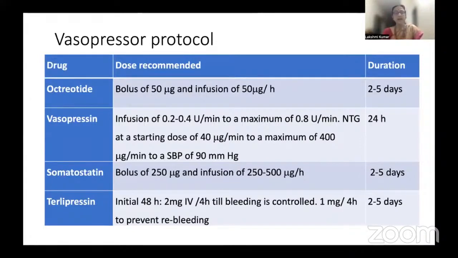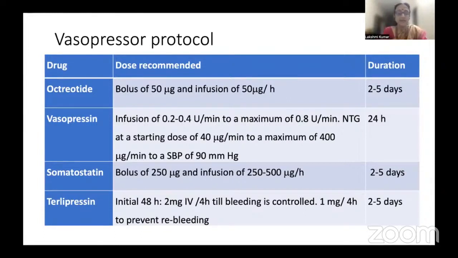Somatostatin can also be used. And terlipressin, they say 2 milligrams IV for 4 hours till bleeding is controlled and 1 milligram every 4 hours to prevent rebleeding. Now, octreotide, somatostatin and terlipressin can be given for between 2 to 5 days, but the recommendation for vasopressin is only for 24 hours.